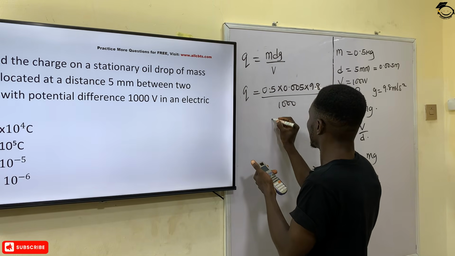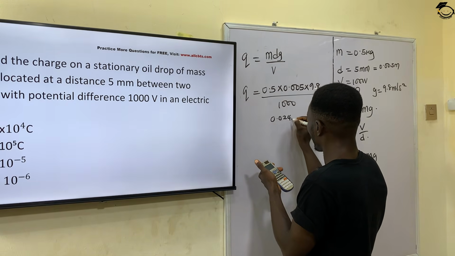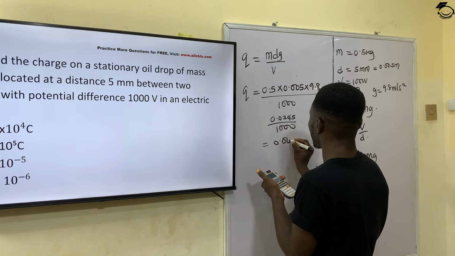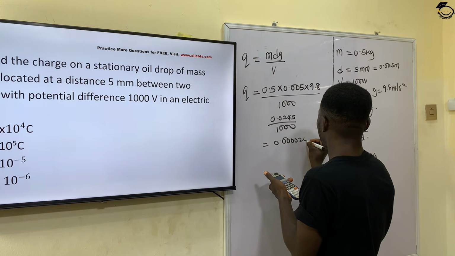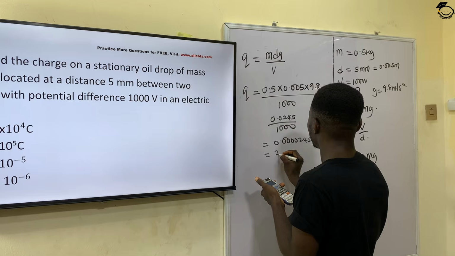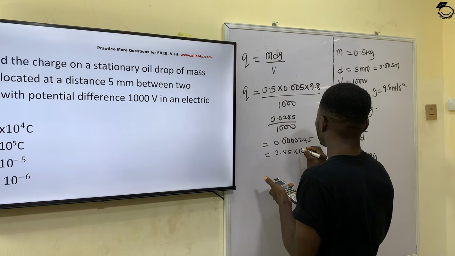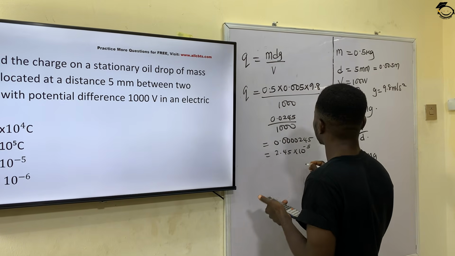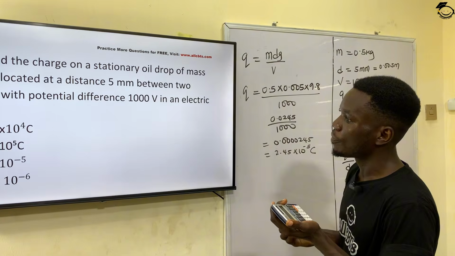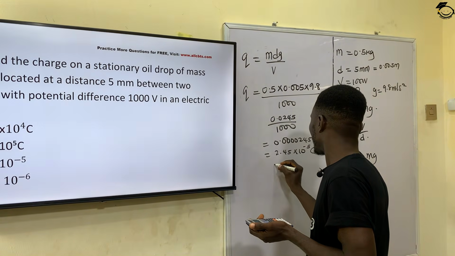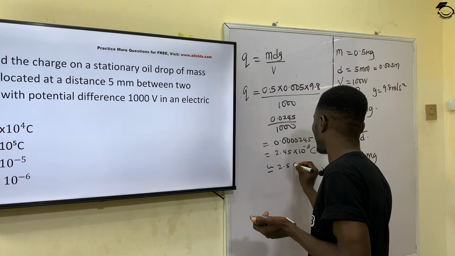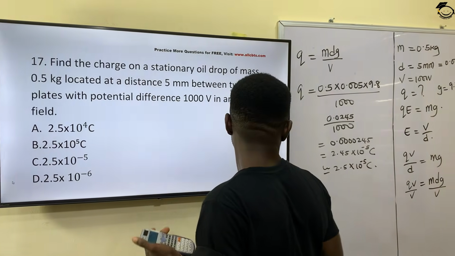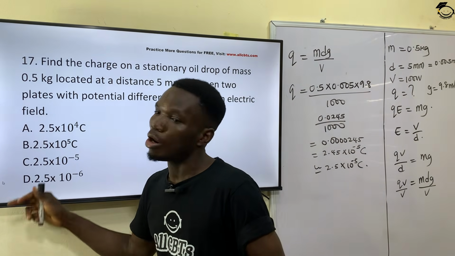So that will give me 0.0245 divided by 1000, and that will give me 0.0000245, which is the same as saying I have 2.45 times 10 raised to power minus 5 coulomb. If you approximate it, you can say you have 2.5 times 10 raised to power minus 5 coulomb. So we're looking for the option that has 2.5 times 10 raised to power minus 5 coulomb, and the correct answer would be option C.